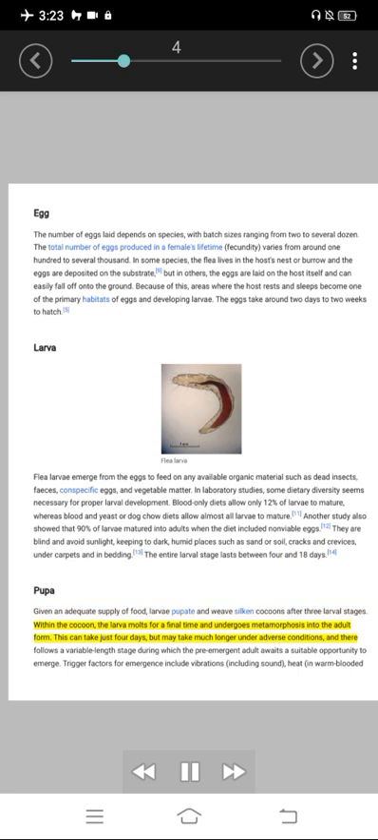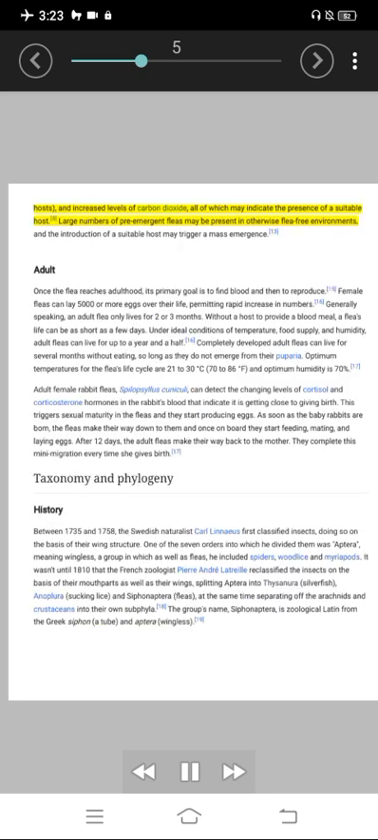Within the cocoon, the larva molts for a final time and undergoes metamorphosis into the adult form. This can take just 4 days, but may take much longer under adverse conditions, and there follows a variable length stage during which the pre-emergent adult awaits a suitable opportunity to emerge. Trigger factors for emergence include vibrations, including sound, heat in warm-blooded hosts, and increased levels of carbon dioxide, all of which may indicate the presence of a suitable host.